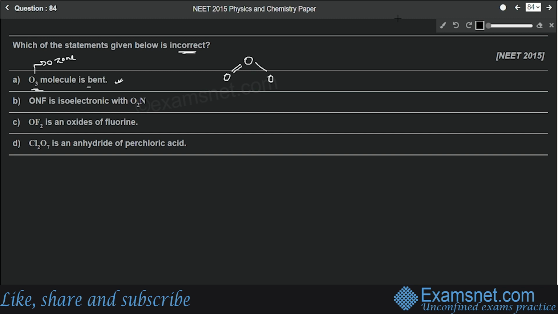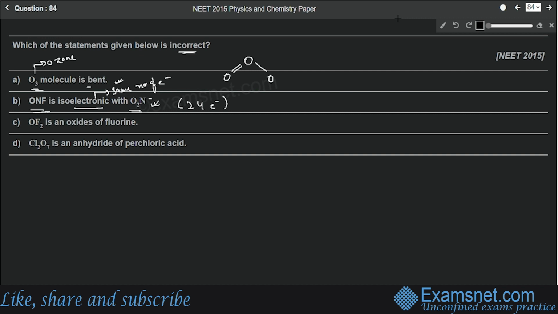Then the second statement says ONF is isoelectronic with O2N-. Isoelectronic means same number of electrons. And this is also correct because ONF as well as O2N- have 24 electrons each. They have same number of electrons, so this is also correct.